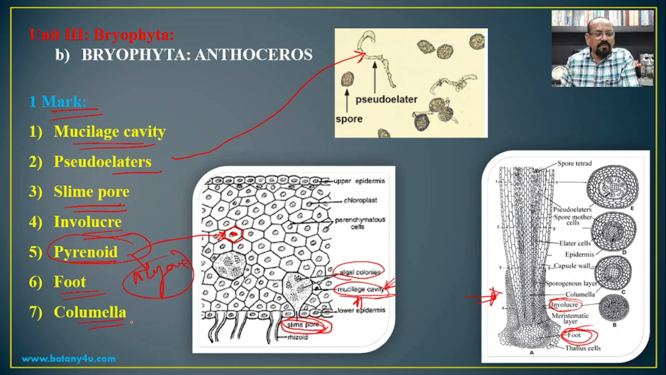Then columella. If you see the structure of the sporophyte, there is a presence of a central part in case of the sporophyte of Anthoceros, and this central part is sterile, or not involved in the formation of the spores, and that is known as the columella.